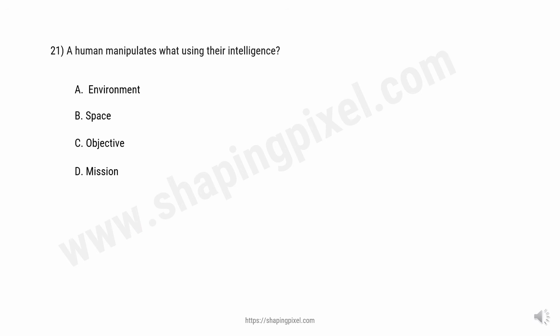Question number 21. A human manipulates what using their intelligence? Option A, environment. Option B, space. Option C, objective. Option D, mission.